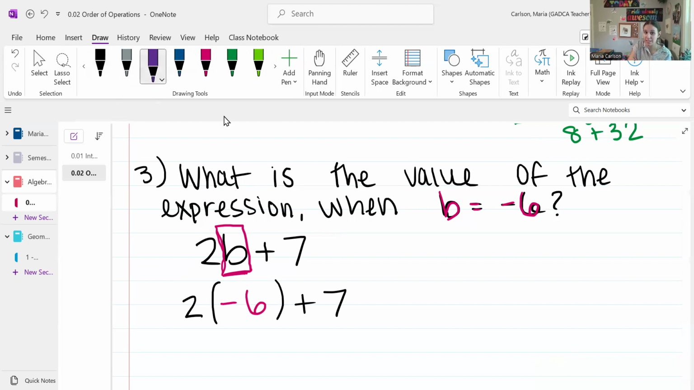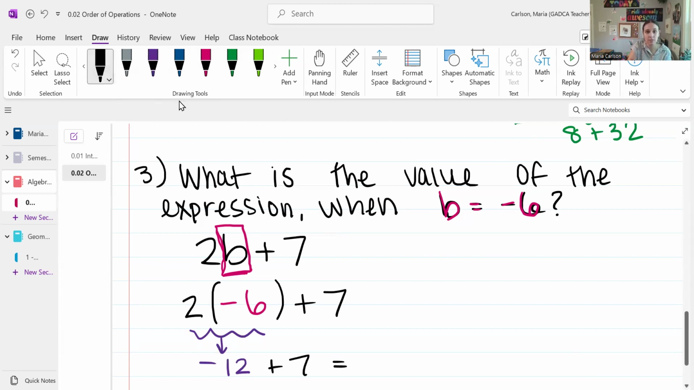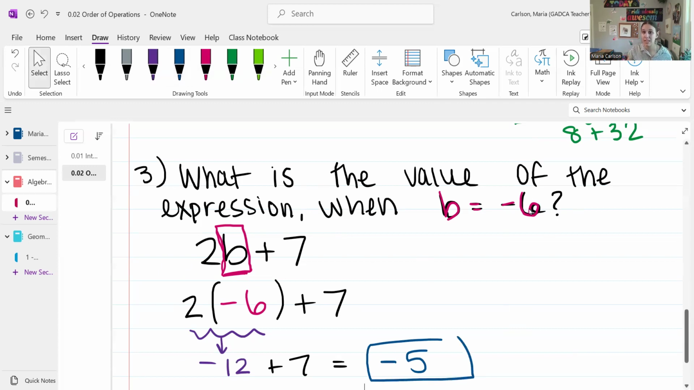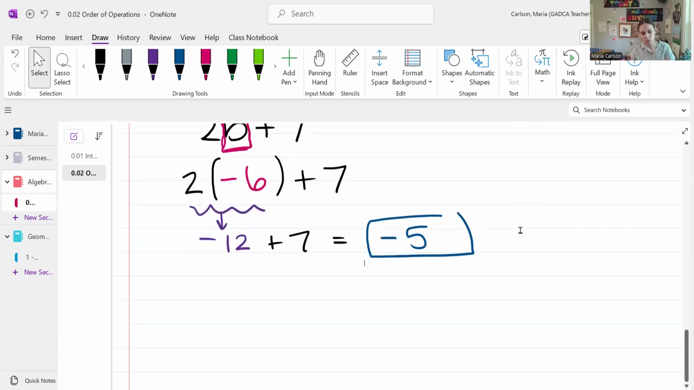In the order of operations, I notice I have multiplication and addition here. Multiplication comes first. So I'm going to begin by multiplying. 2 times -6 is -12 plus 7. And negative 12 plus 7, that's really the same thing as 7 minus 12, whatever way you want to look at it. It is going to give you negative 5. So if we let b equal a different number, if b is equal to 0, for example, then the expression is going to have a different value. All right, one more example.